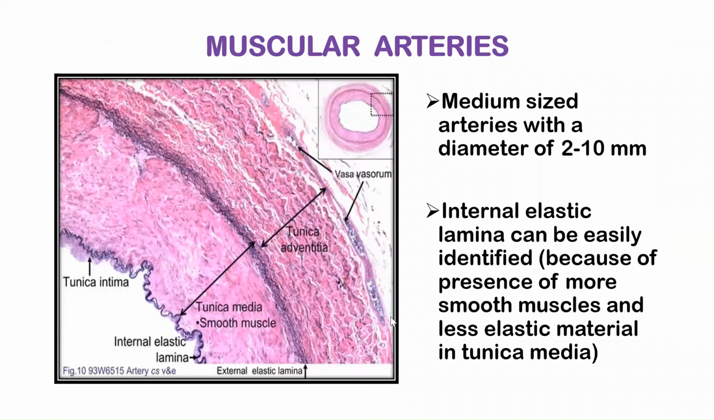This is the histology slide of the muscular artery. We can make out the 3 layers: the tunica intima, media, and adventitia. The tunica media is the thickest layer with plenty of smooth muscle fibers. And here, the internal elastic lamina can be made out very easily. It can be well seen because of less elastic material in the tunica media.